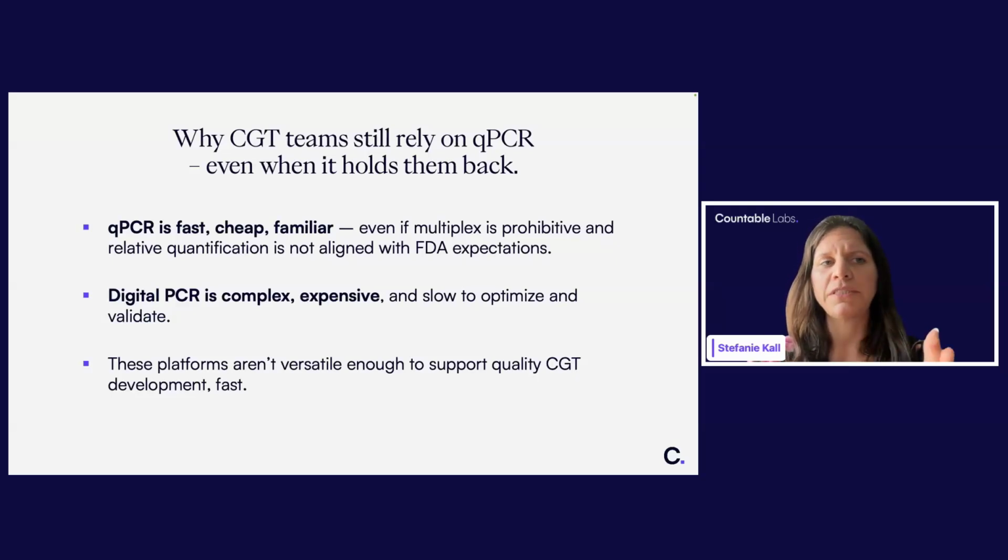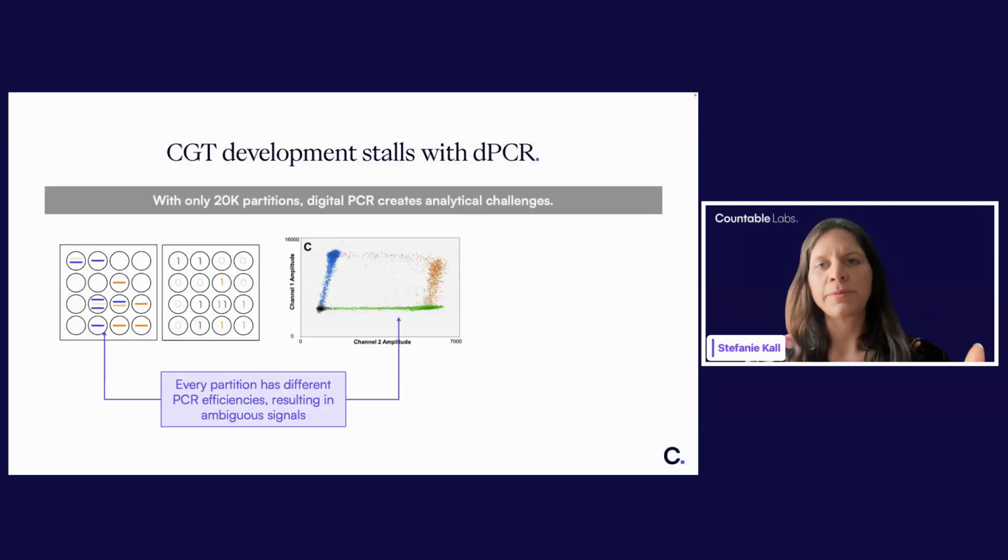So I want to dive a little bit further into why digital PCR specifically falls short for a lot of researchers in this field. So dPCR promises absolute quantification, but the reality is there are only about 20,000 partitions, and each of those partitions must contain only one target molecule.